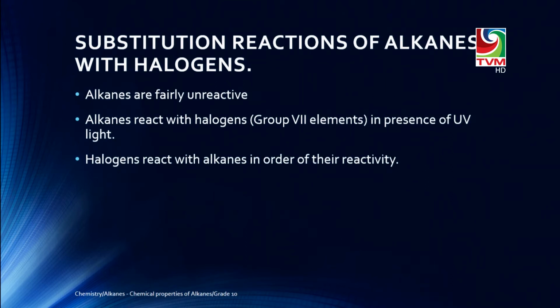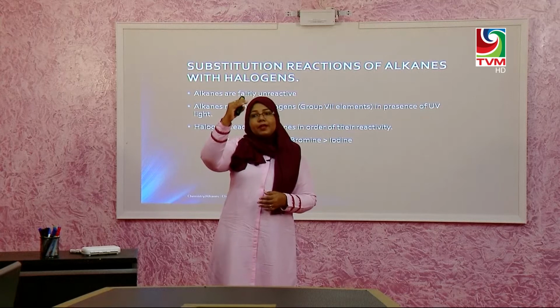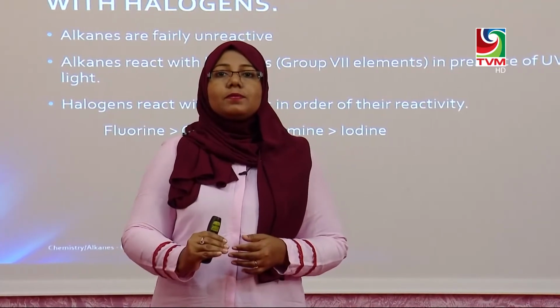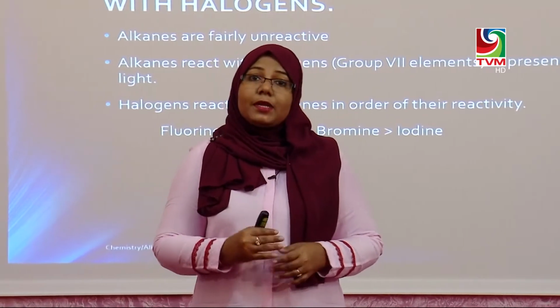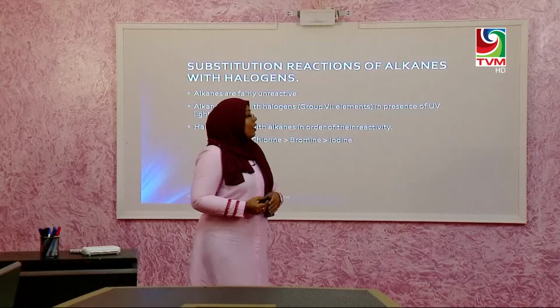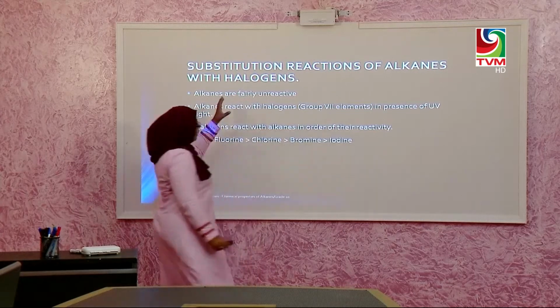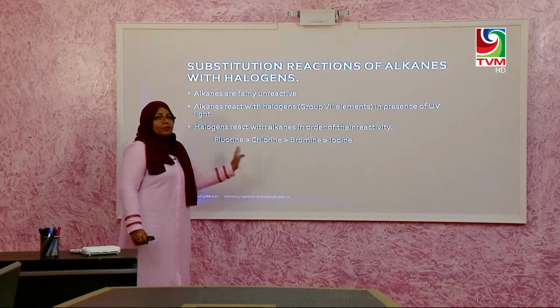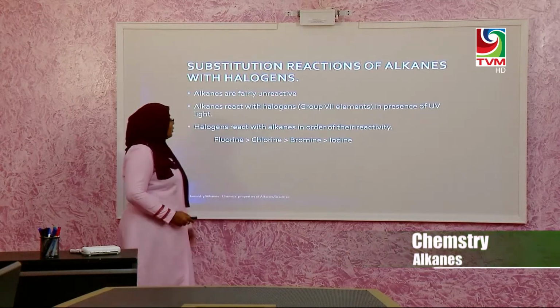Halogens react with alkanes in order of their reactivity. If you look at group 7, you will see fluorine, chlorine, bromine, iodine. When you go down the group, the reactivity decreases, meaning that fluorine is the most reactive halogen. So obviously when alkanes react with fluorine, that will be faster than chlorine, then bromine, and then iodine. So the reactivity decreases down the group.